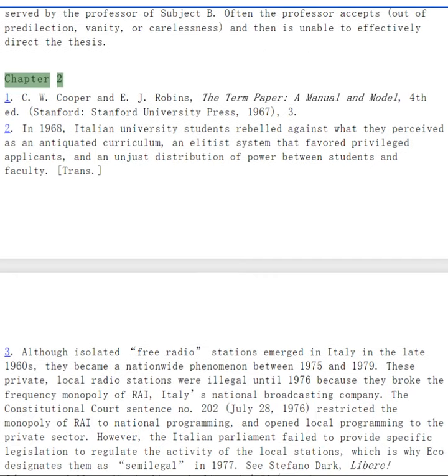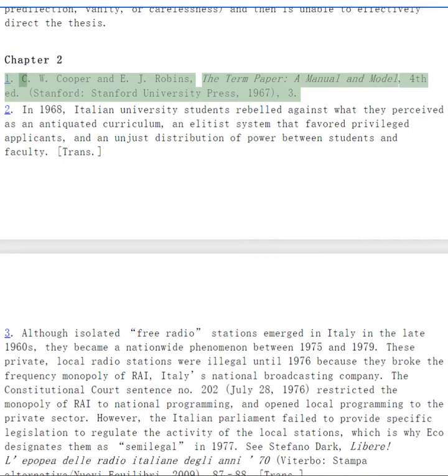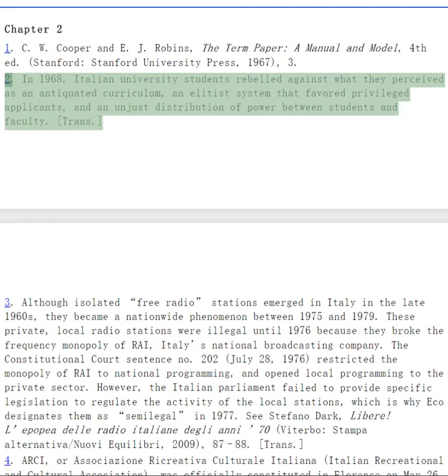Chapter 2. 1. C. W. Cooper and E. J. Robbins, The Term Paper: A Manual and Model, 4th edition, 3. 2. In 1968, Italian university students rebelled against what they perceived as an antiquated curriculum, an elitist system that favored privileged applicants, and an unjust distribution of power between students and faculty.